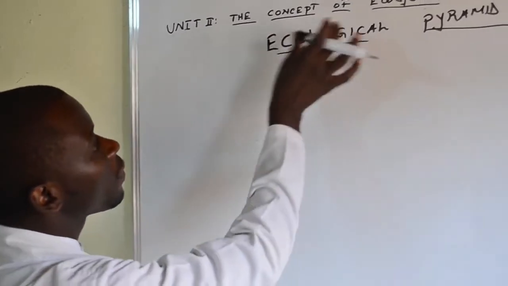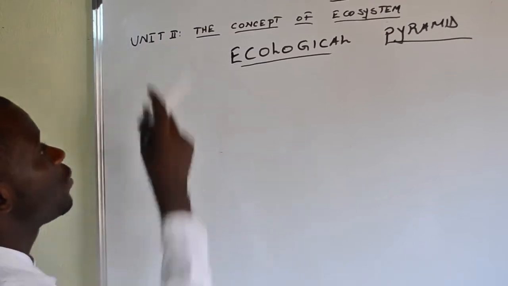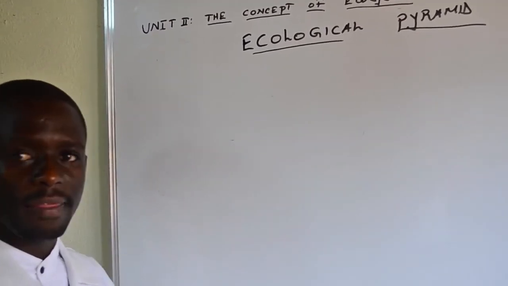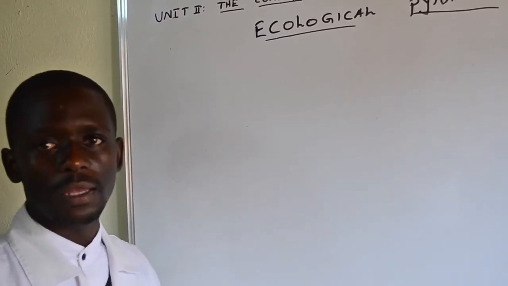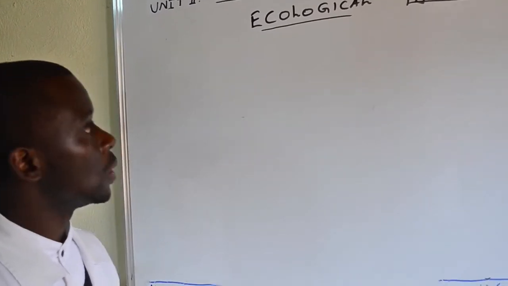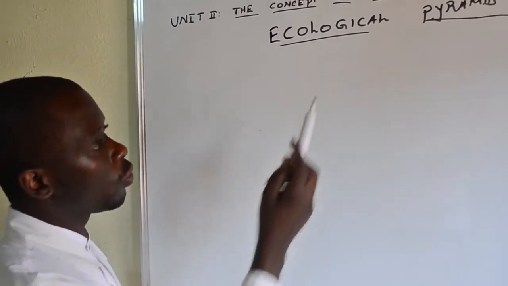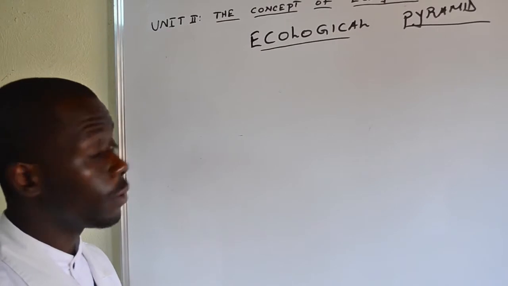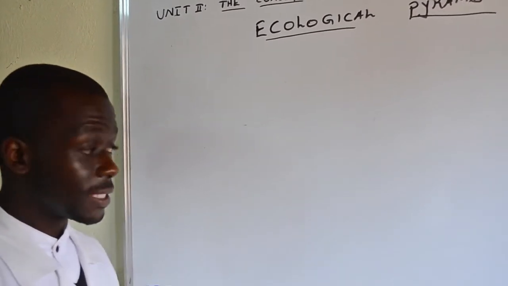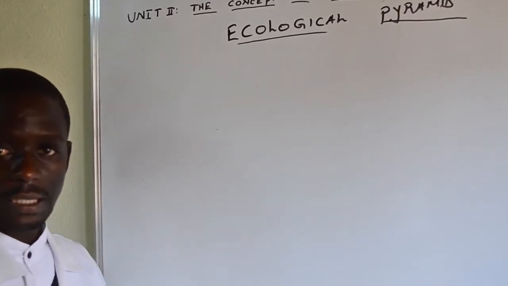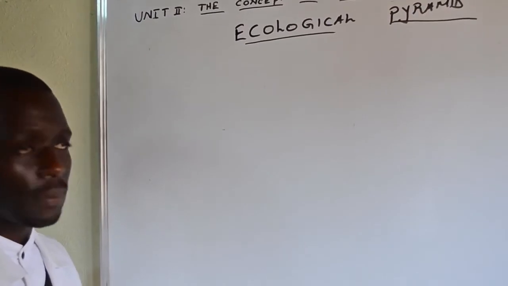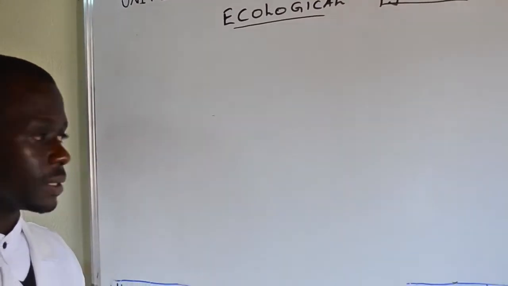We are on the concept of the ecosystem as Unit 2 under the new curriculum of the Rwanda Education Board in secondary school. So we are now going to look at the ecological pyramid. Last time we saw food chains, food webs, the concept of the ecosystem, and definitions.